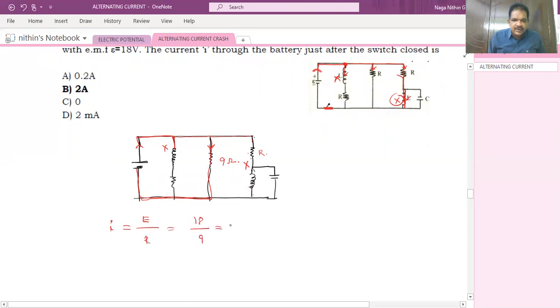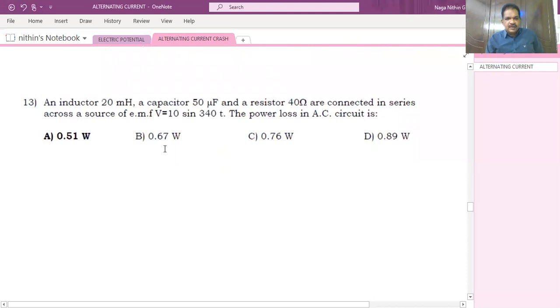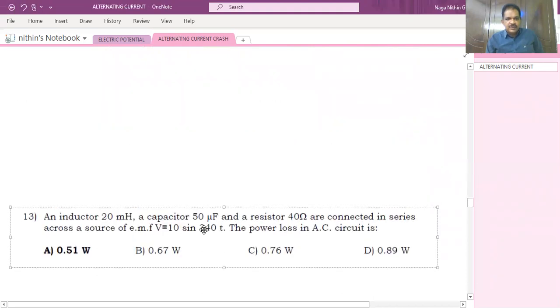This value is 9. So current will be 2 amperes. So what is the concept you have to remember here? At starting, the inductance will offer infinite resistance. Okay. Next, see the next question.